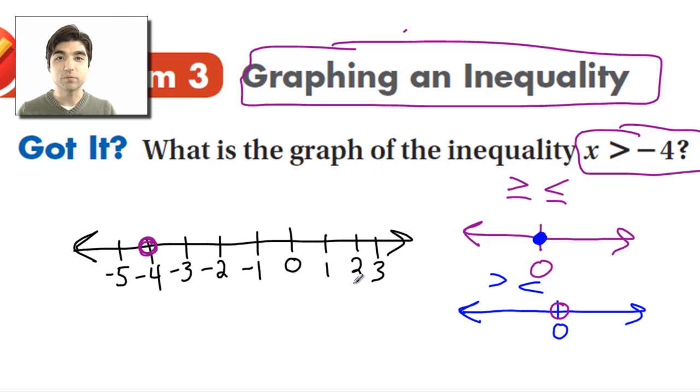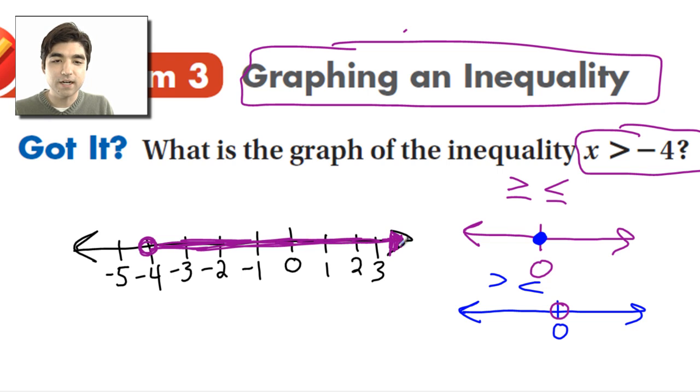Okay, now we need to figure out which way to shade it. With inequalities, you need to shade a certain way. So we have x is greater than -4. If something's greater than it, then you include all the numbers that are greater than -4. So -3, -2, -1, 0, 1, 2, 3. Those are all greater than -4. So we need to shade to the right.